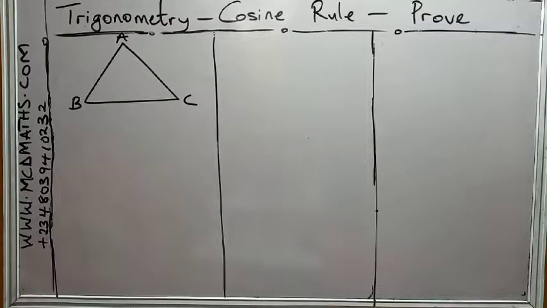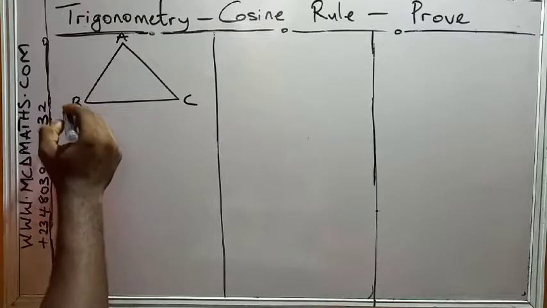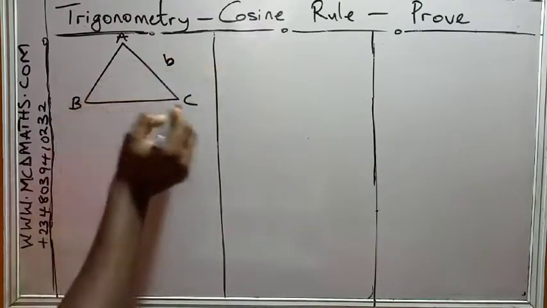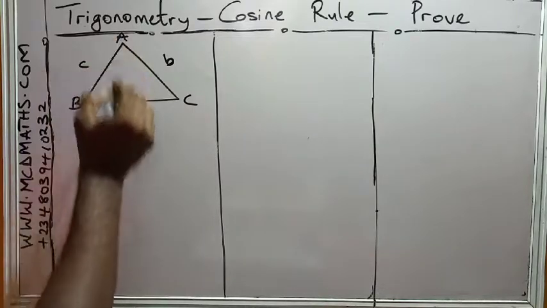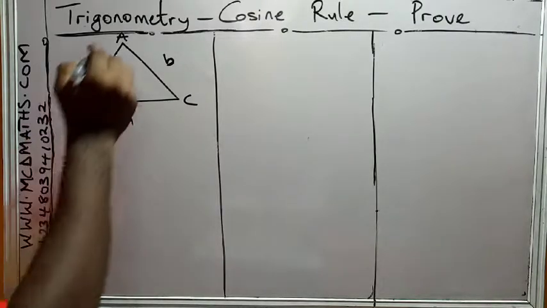Okay, in this class, we'll be talking about the cosine rule, the proof of it. Now we have a triangle, which of course is not a right-angled triangle, and to prove it, let's recognize the sides. This is side B, this is side C, and this is side A. Now we also have to create the height.